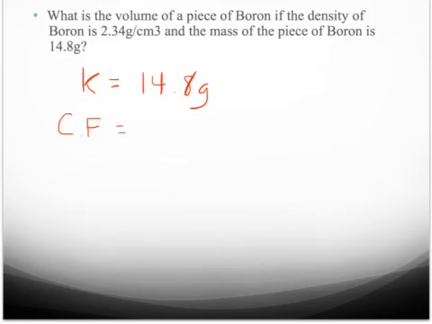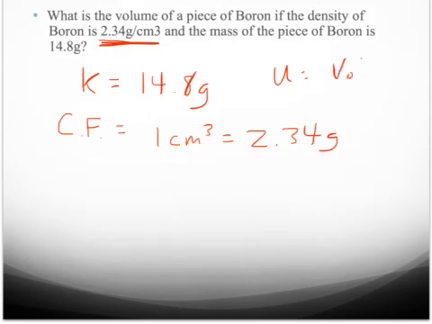So the density, why can you use it as a conversion factor? Because with this density, you can state that for every 1 centimeter cubed of the object, it has a mass of 2.34 grams. So that's how you can use it as a conversion factor. And our unknown in this case is the volume of the piece of boron. So we're looking for the volume. What is the volume? Okay, so we're going to start with our known.